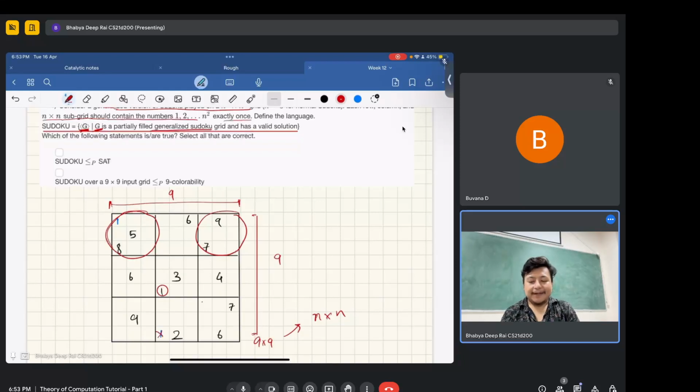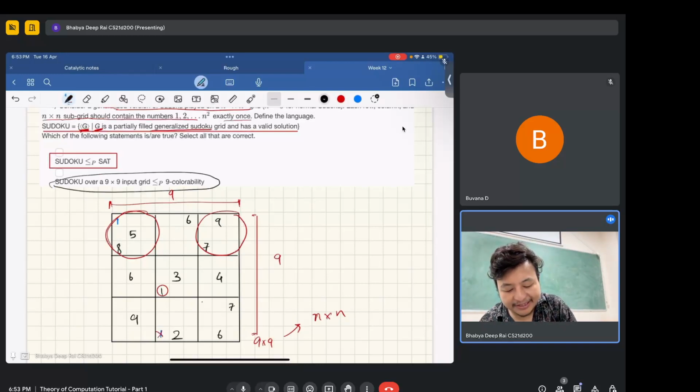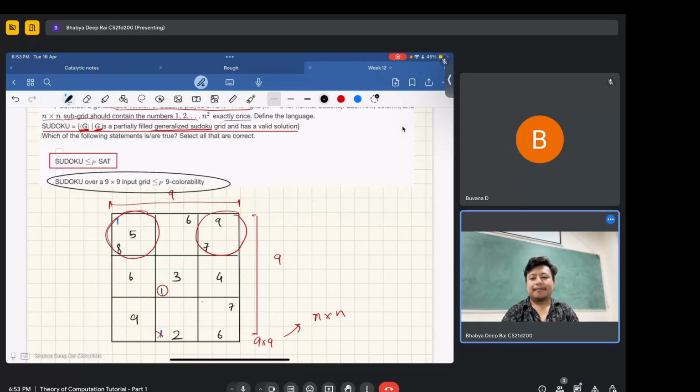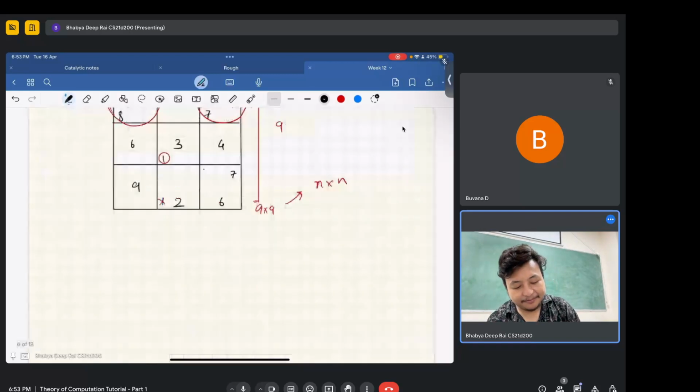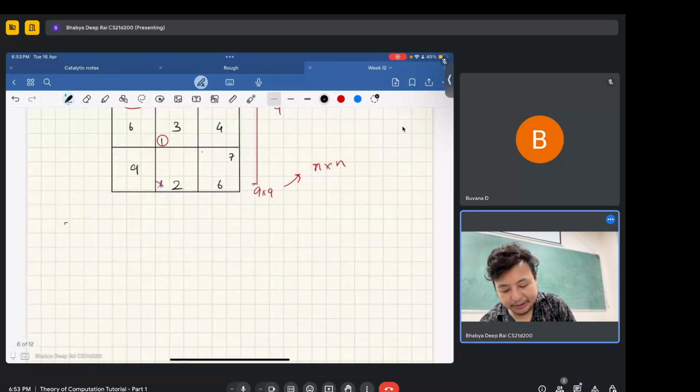So this is what they are talking about, the subgrid. Now first they are asking whether Sudoku reduces to SAT or not. Before moving on to the next question, we'll look at this part. Sudoku over a 9 cross 9 input grid reduces to 9 colorability. What is 9 colorability? What is 3 colorability?